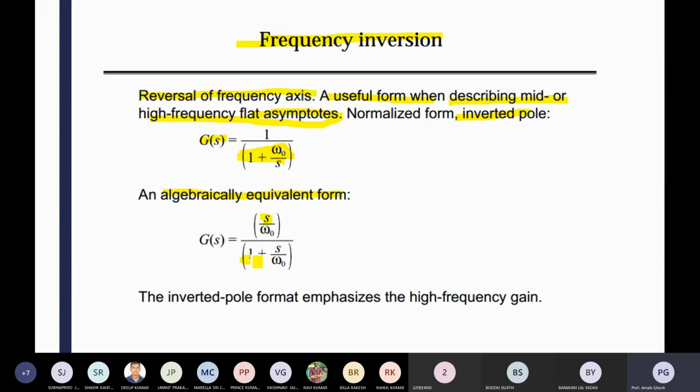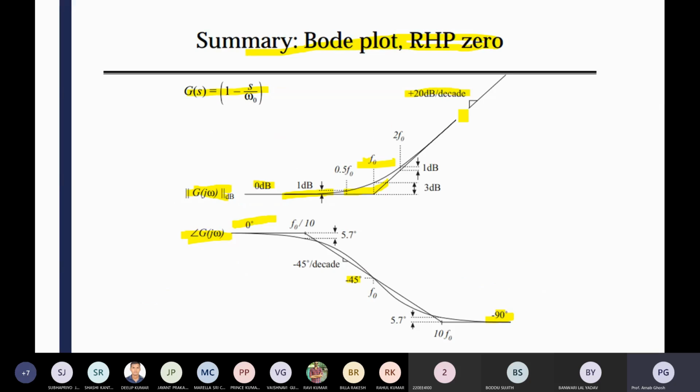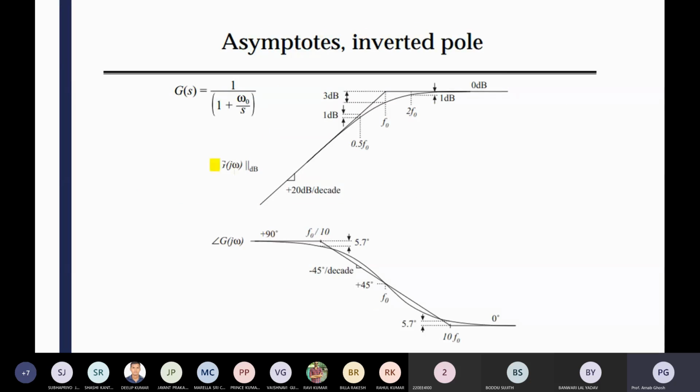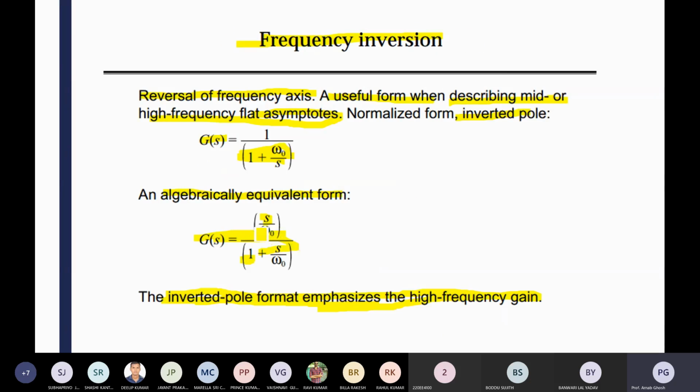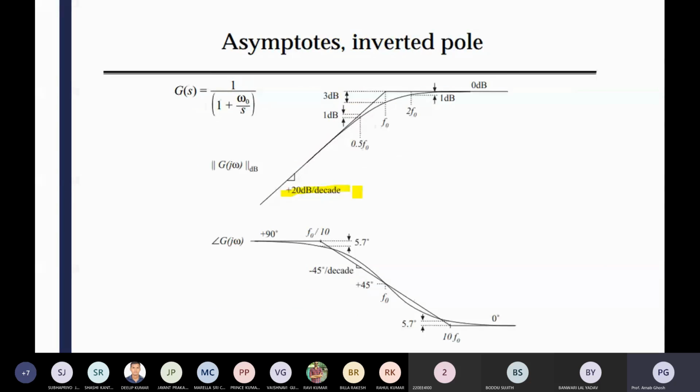The inverted pole format emphasizes the high frequency gain, so it may be responsible for high frequency gain. So what will the combination look like? One pole is there and one zero is there. Due to the zero, it starts at plus 20 dB per decade, so starting from here, 20 dB per decade for the magnitude.